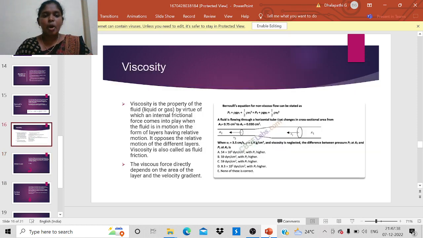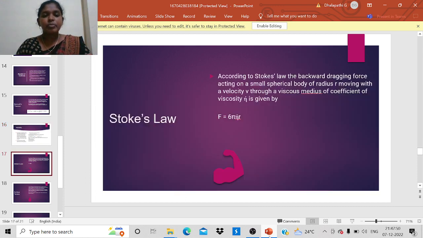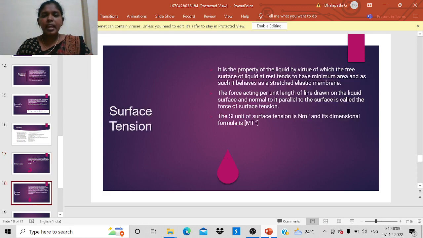Viscosity. Viscosity is the property of a fluid by virtue of which an internal frictional force comes into play when the fluid is in motion and layers have a relative motion. Stokes' law. According to Stokes' law, the backward dragging force acting on a small spherical body of radius r moving with a velocity v through a viscous medium of coefficient of viscosity eta is given as F equals 6 pi eta r v.